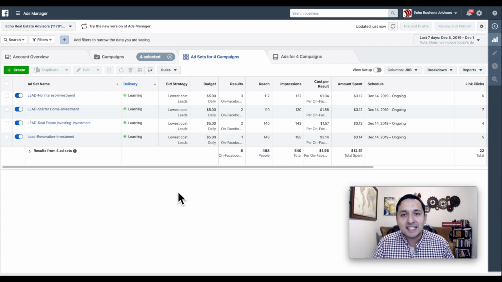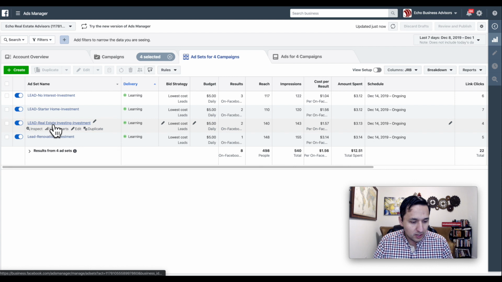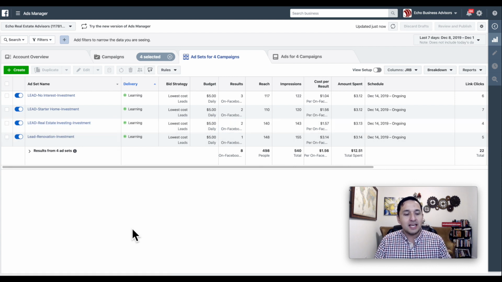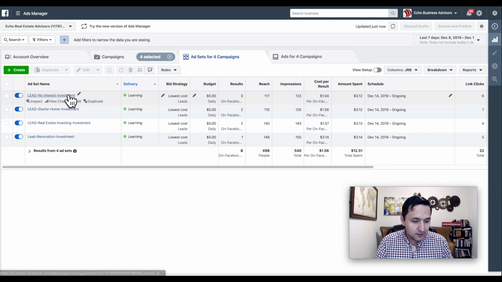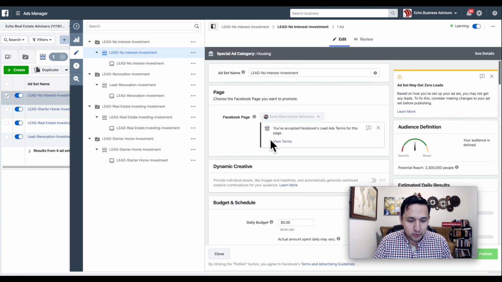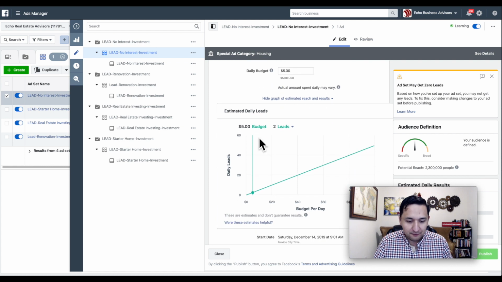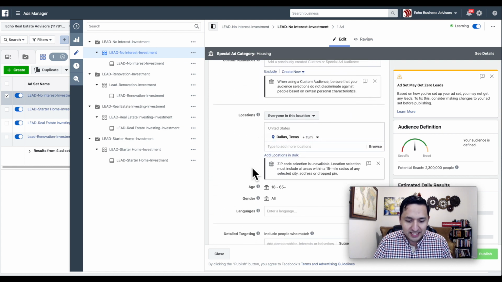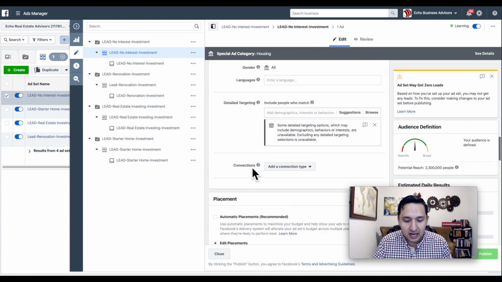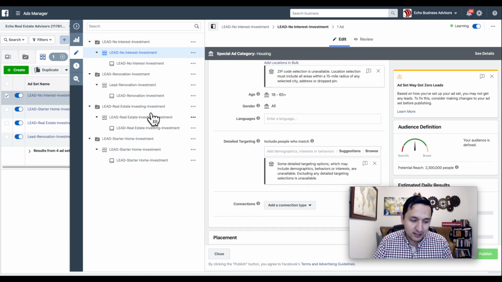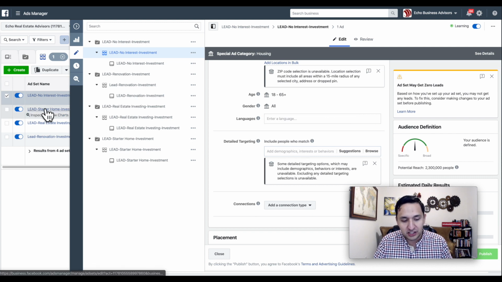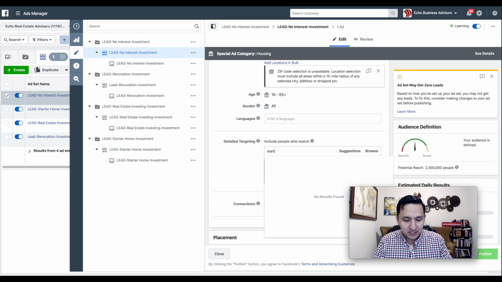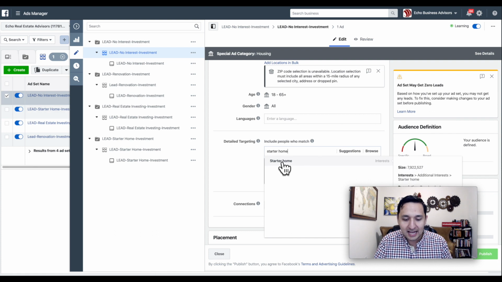Okay, so let's look at the ad sets before we move on to the ad and then ultimately show you the results for today. We are running a no interest, starter home, real estate investing, and renovation campaigns. So let me just open one of these just so you see it. The no interest one, we're allocated $5. We're staying within the Dallas area because this is where the home is at that we're advertising. And in this particular ad set, we don't have any interest. But the starter home, if you type in starter home, you're going to see that interest. So this other campaign over here has this interest.